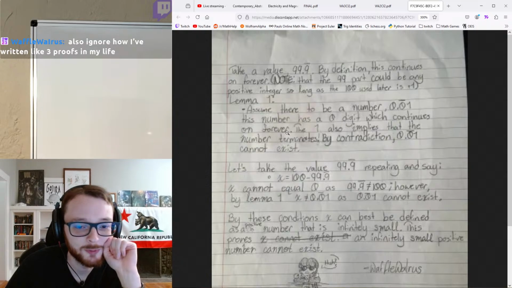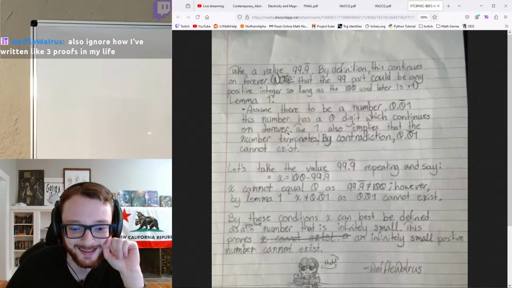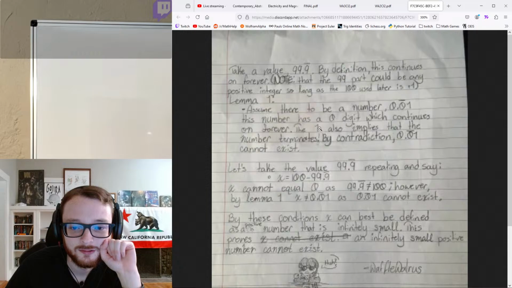Ignore how you've written like 3 proofs in your life. I'm basically the same. I'm not a fan of writing proofs. I try to avoid it. The one also implies that the number terminates. By contradiction. Okay, yeah. Seems fair enough for these two sentences.